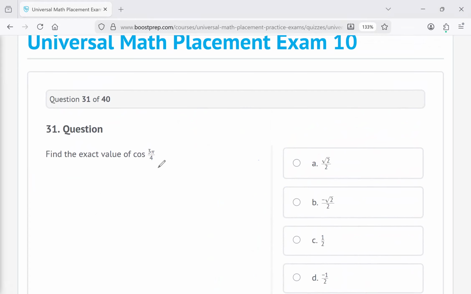Find the exact value of cosine 3 pi over 4. So 3 pi over 4 is an angle within the unit circle. Here it's in quadrant 2.